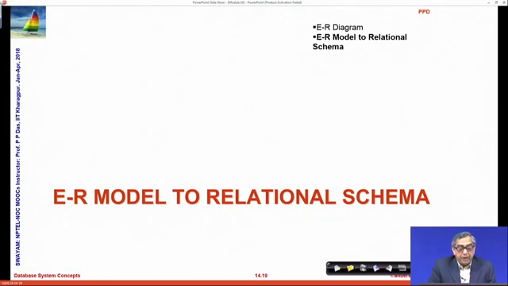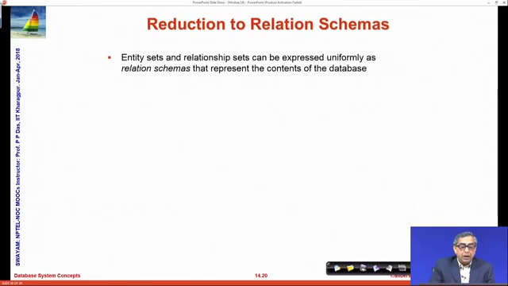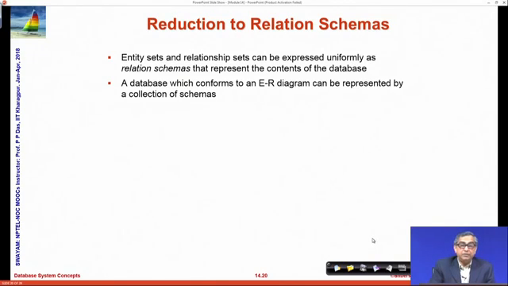Next comes the part where from this model, which is primarily diagram based, we have to go to the relational schema, which is names of relations and attributes, which is pretty much a straightforward job. So, entity sets and relationship sets have to be represented in terms of relational schema. The beauty of the ER model and the relational schema is that when you reduce the entity relationship model to relational schema, both entity sets and relationship sets turn out to be relational schemas.